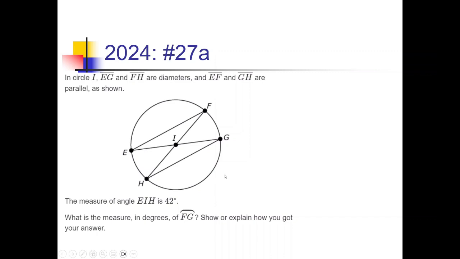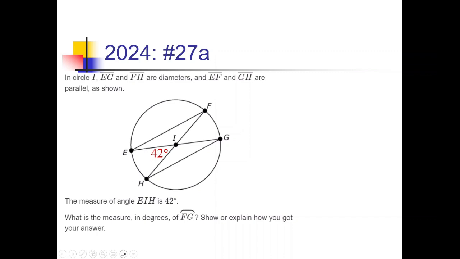For number 27, this is going to be a multi-step problem involving this circle. So important things to keep in mind is that EG and FH are diameters. They're telling us that. And they're also telling us that EF and GH are parallel, which might also be important depending on what types of angles we want to find. So first, they're telling us here that the measure of angle EIH, that's this angle in here, is 42. I'm going to write that in right away just so I can have it in there.